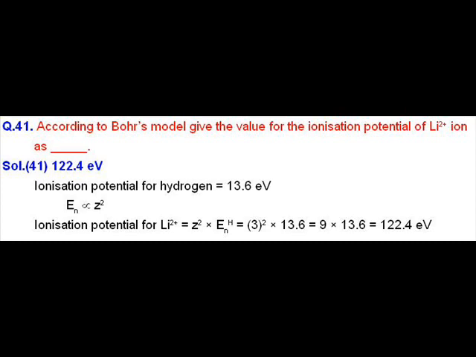Substituting the values, that is 3 square multiplied by 13.6 electron volt, we will get the ionization potential of Li2+ as 122.4 electron volt.